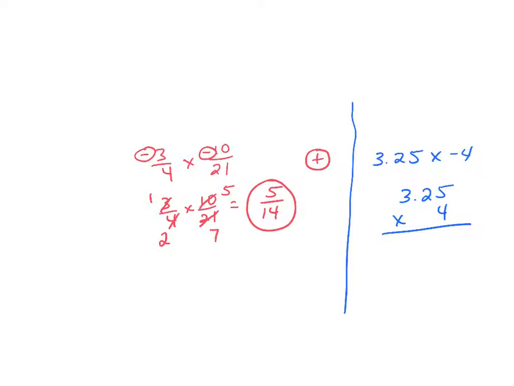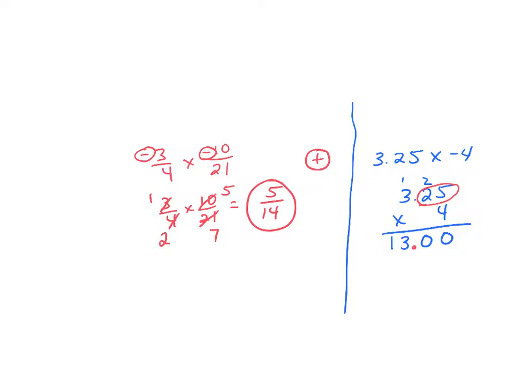As I go through and do that, 5 times 4 gives me 20. Put down the 0, carry the 2. 4 times 2 gives me 8, plus 2 gives me 10. Put down the 0, carry the 1. 4 times 3 gives me 12, plus 1 gives me 13. I have to decide where the decimal point goes. Remember, there are two numbers after the decimal point in the problem, so I need two numbers after the decimal point in the answer, which means it would be 13.